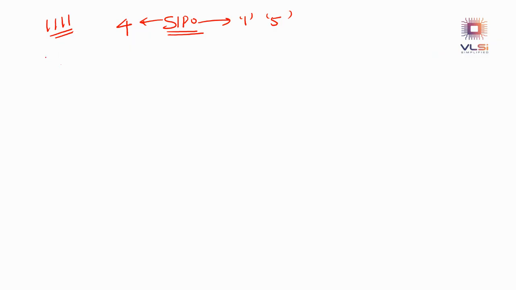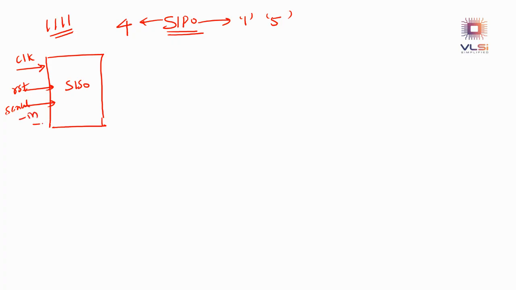SIPO, you have clock as input, and next reset, and you need to give serial in. Okay, and there is one more input, that is load. Serial in is one bit of data, and parallel out is 4 bits of data. Okay, so I want to write the Verilog code for this SIPO.